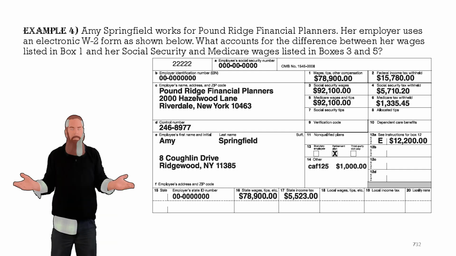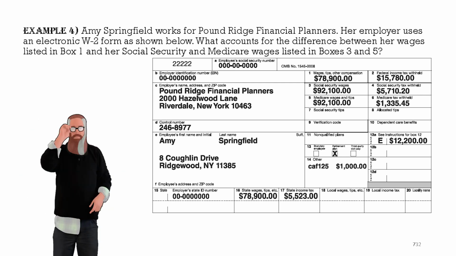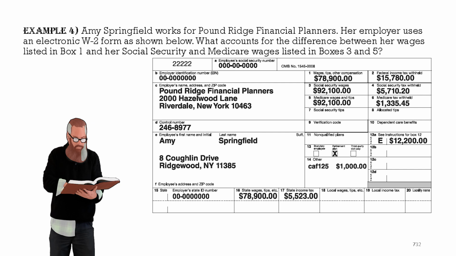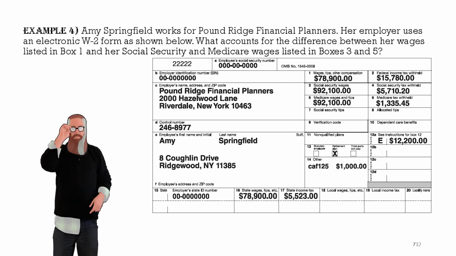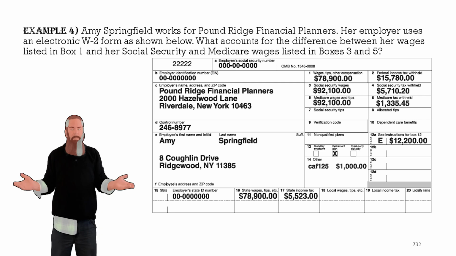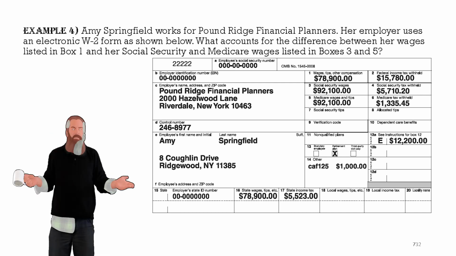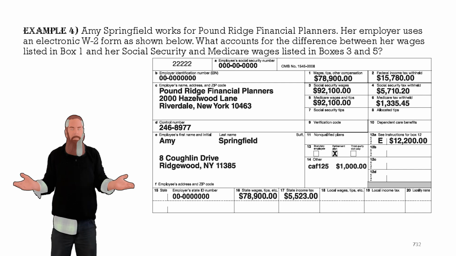There's a $13,200 difference between the amount in box 1 of $87,900 and the amount listed in box 3 and 5 of $92,100. Both are earned wages, but they reflect different income amounts used for the calculation of Amy's taxes. The 6.2% Social Security tax and the 1.45% Medicare tax were calculated on $92,100, her total income.